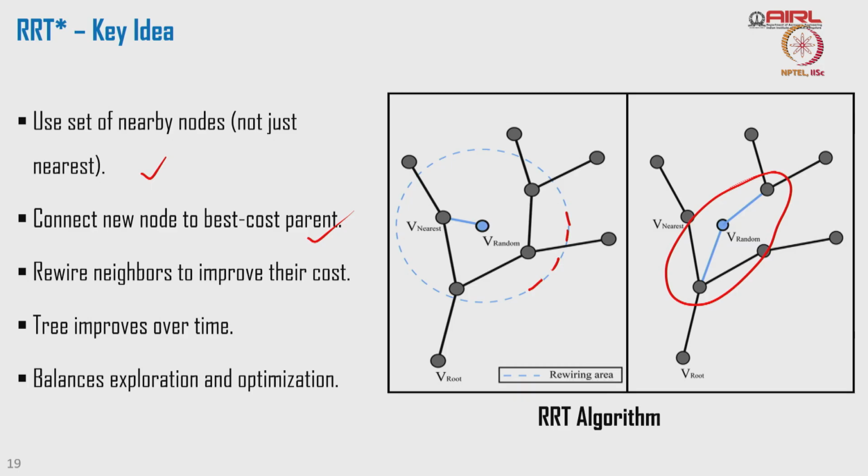Okay. So, the rewiring of neighbors to improve their cost is happening at this part, then the tree keeps on improving over time and balances exploration and optimization. Okay. So, that is what is happening in RRT star. The random node is found and then from the nearest node to the random node when we are moving, then to add the random node into the network, it actually takes care of the optimization. So, that finally when we get it, it is not suboptimal like RRT.